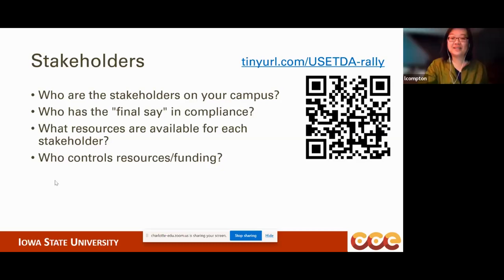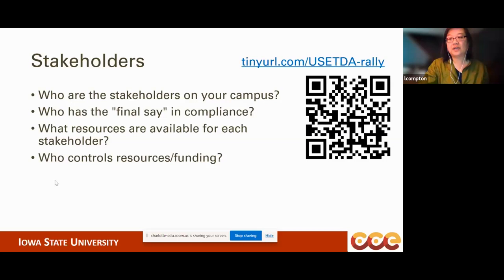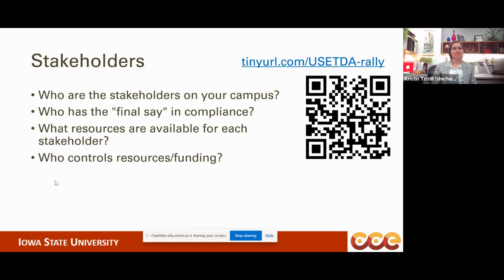Or this is not just me saying it. Look at all the people who have mentioned all the challenges we are feeling. It's not just me, it's everybody on campus who's going to be impacted.